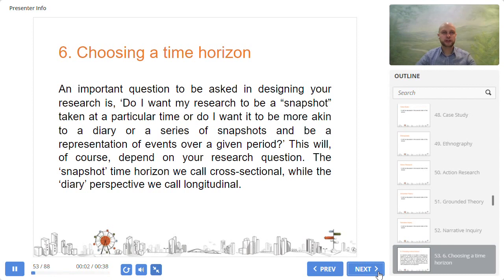Now we have reached section number 6, choosing a time horizon. An important question to be asked in designing your research is, do I want my research to be a snapshot taken at a particular time, or do I want it to be more like a diary or a series of snapshots and be a representation of events over a given period? This will of course depend on your research question. The snapshot time horizon we call cross-sectional.